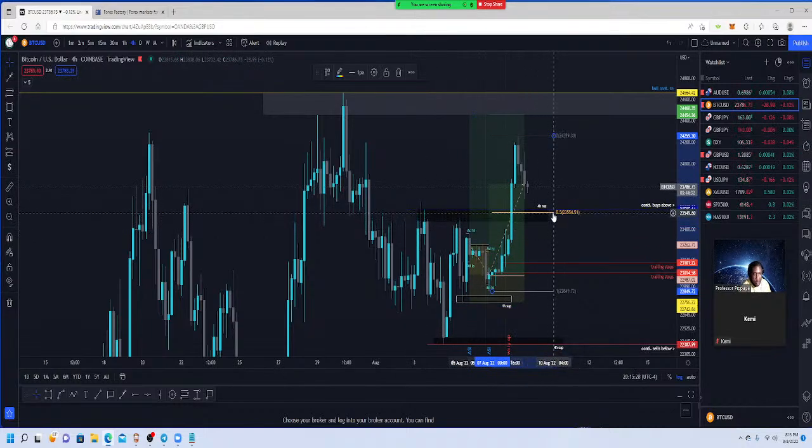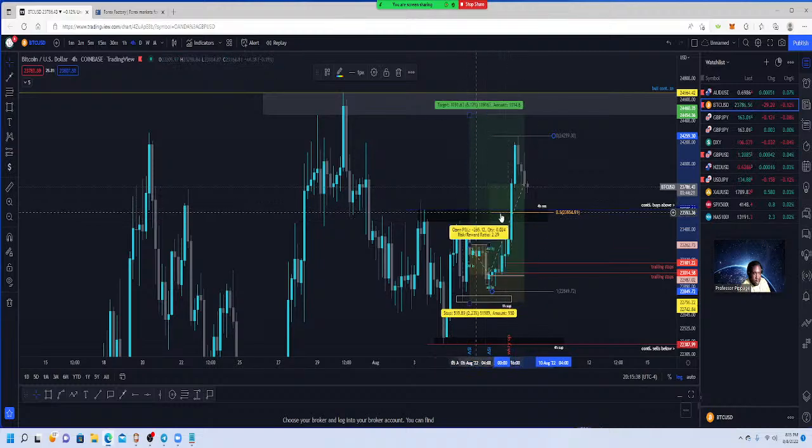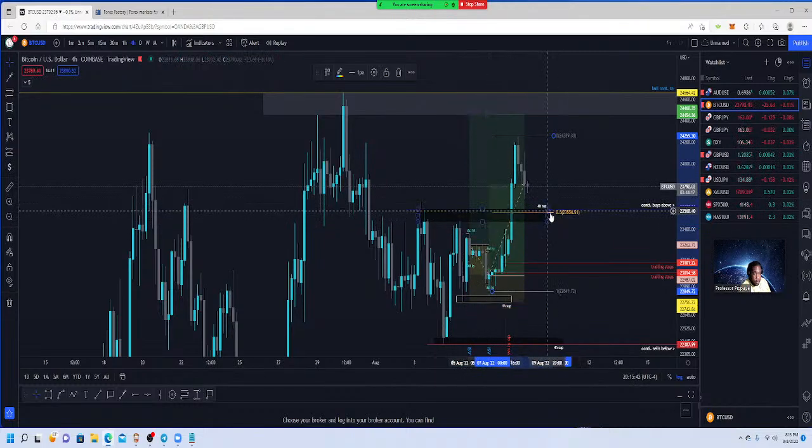So I don't necessarily need to leave this fib here, because I would know in the back of my mind I have confluence now to say, okay, price action pushed up from this low point to this high point. The 50% of this impulse retracement will be right here at the same exact area where my structure was most recently broken. So I can pretty much delete that.